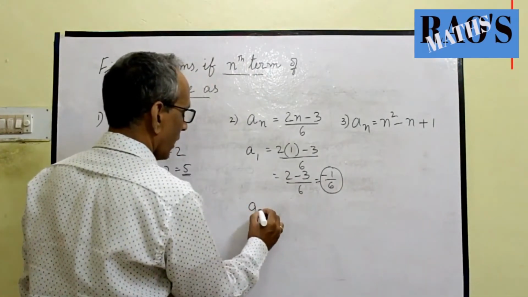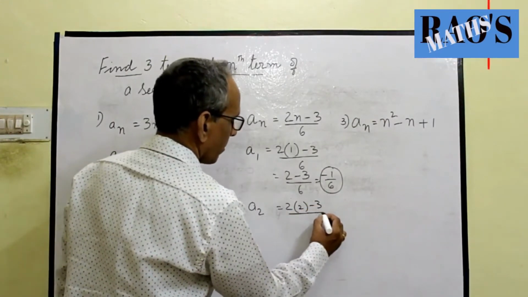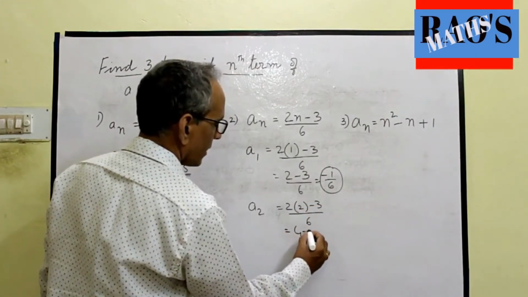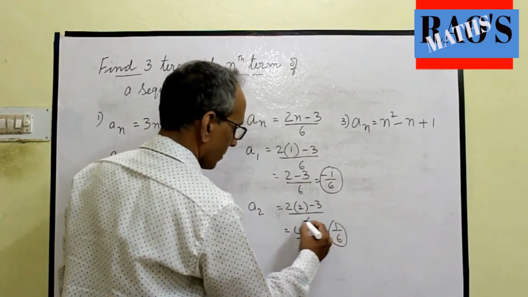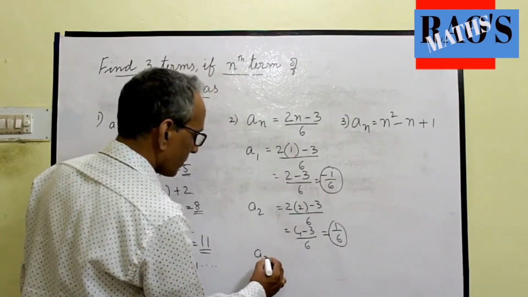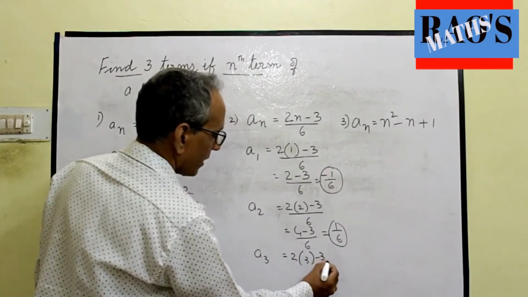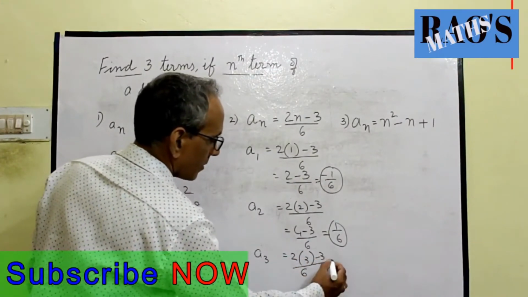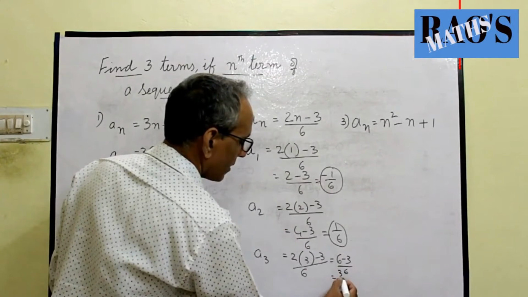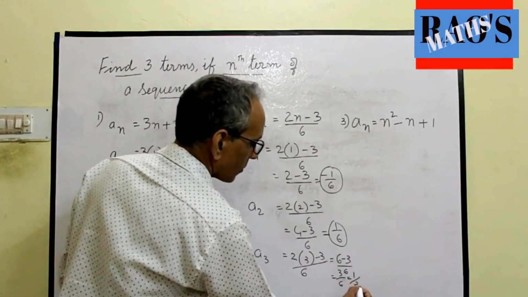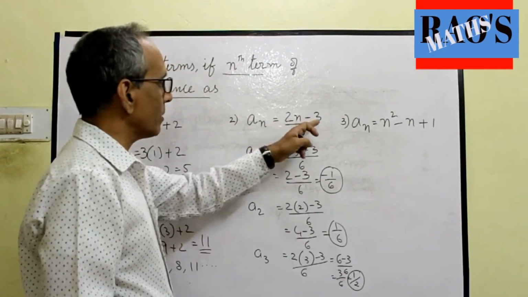Second term, A2 is (2 of 2 minus 3) by 6. Of course it is 4 minus 3 by 6, which results in 1 by 6, the second term. And A3 is (2 of 3 minus 3) by 6, which is equal to 6 minus 3 by 6. Of course 3 by 6, that is 1 by 2. Okay, 1 by 2 is the third term in the sequence whose nth term is (2n minus 3) by 6.